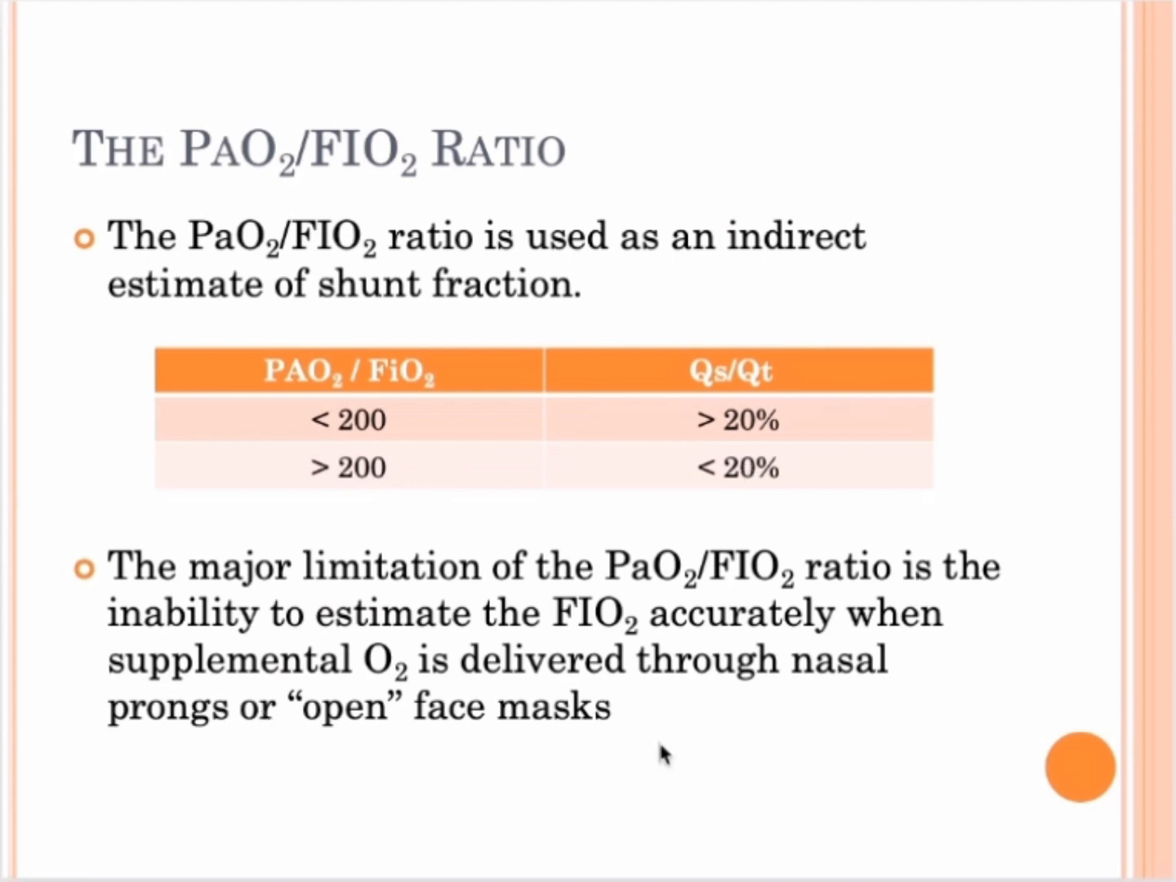The major limitation of this PF ratio calculation is the inability to estimate FiO2 accurately when the patient is on supplemental oxygen delivery through nasal prongs or an open face mask. So you can calculate FiO2 exactly, and then you can calculate the PaO2/FiO2 ratio.